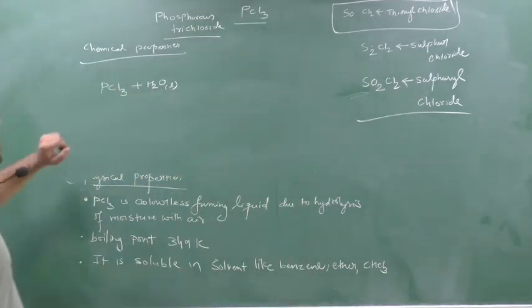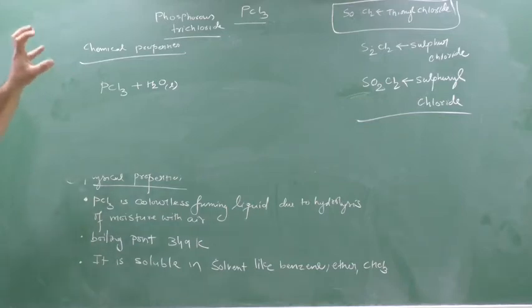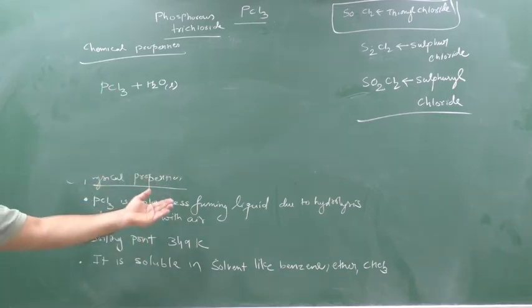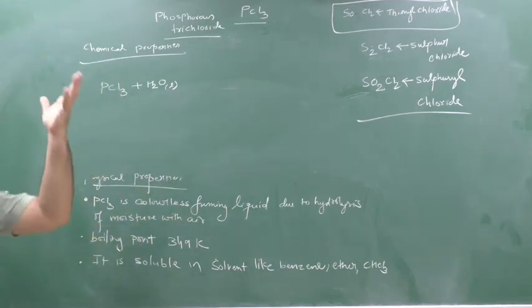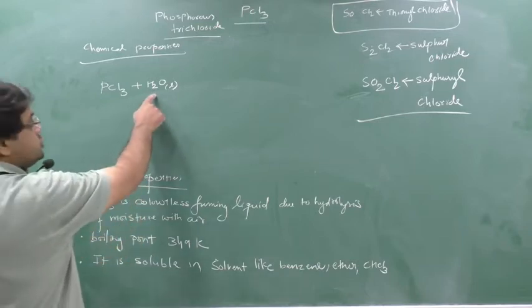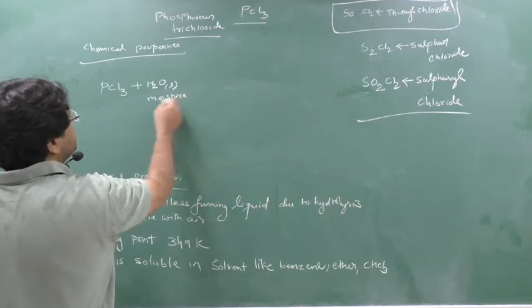Clear? So now this PCl3 reacts with moisture and starts to form fumes. Yes or no? We have written that PCl3 is a colorless fuming liquid. Why? Because PCl3 will undergo hydrolysis. Hydrolysis with what? Hydrolysis with the moisture present in the air. So this water is nothing but moisture. Clear?